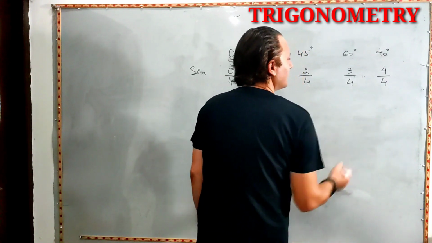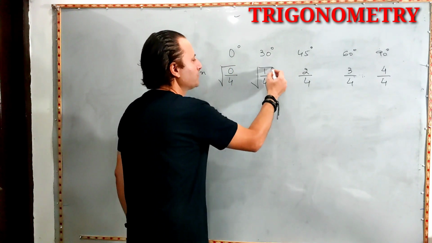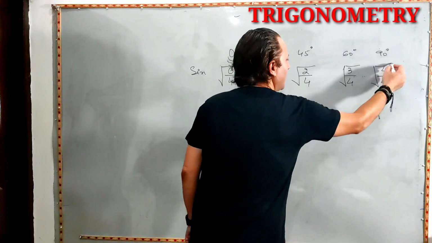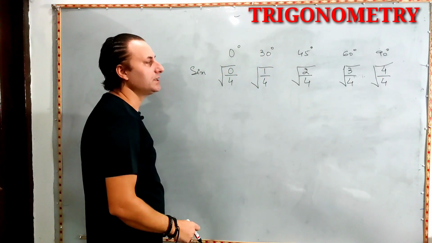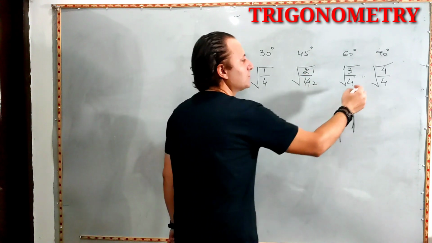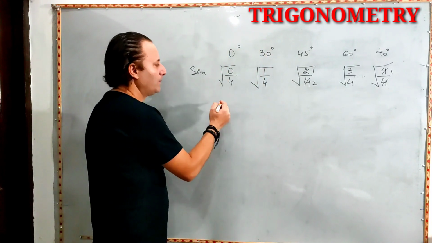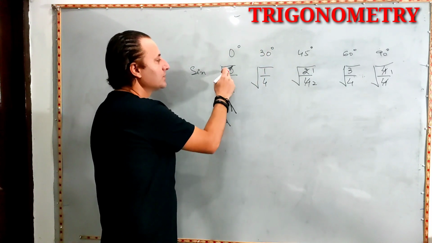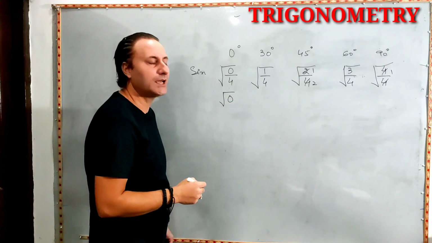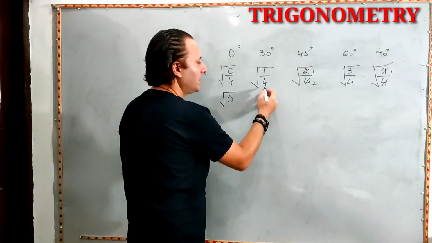Easy. Then put a root on all of them, square root, and at last see if you can cancel something. We have 2 here, 2 and 4, and then 4 goes, it's 1. So now if I see 0 upon 4 is 0, so it becomes 0.